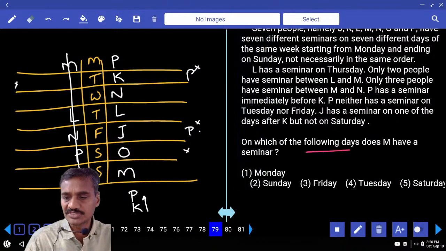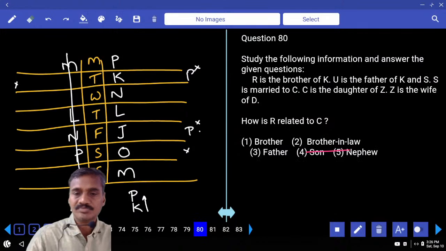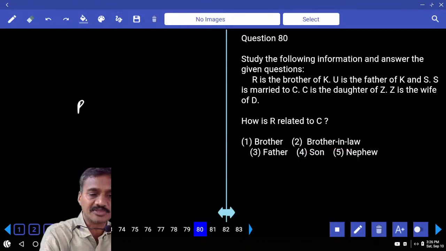On which of the following days does M have a seminar? M has a seminar on Sunday, that is choice 279. Then coming to question 80 onwards, R is the brother of whom? R is the brother of K.